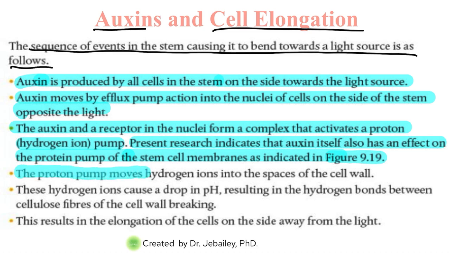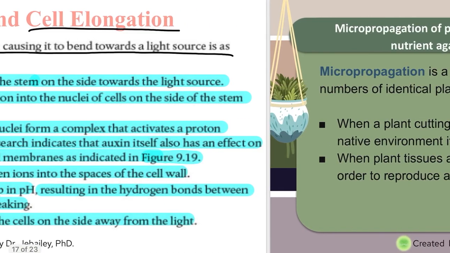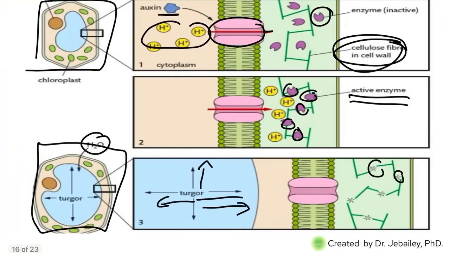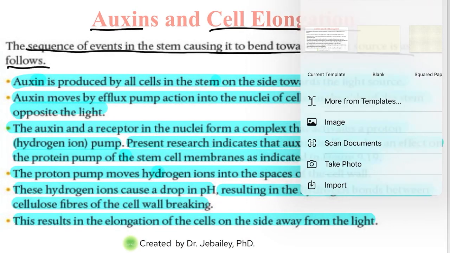The proton pumps move hydrogen ions into the space of the cell wall. The hydrogen ions cause a drop in the pH, resulting in the hydrogen bonds between the cellulose fibrous cells breaking. Now, this is more detail on how the enzyme and the hydrogen do that. As a result, the cells elongate on the side away from the light. Now, here they're not continuing the whole thing, but I'm going to show this through a drawing. Let me actually add a drawing here so you can see what I'm talking about.